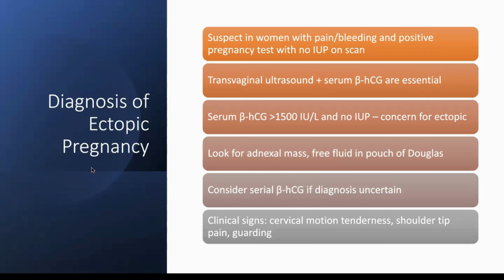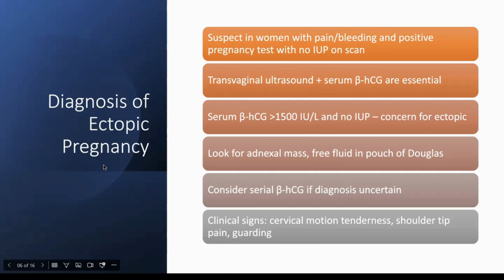Again, it's a triad of clinical judgment, examining the woman, doing a beta HCG. Again, it's a serial HCG rather than one result, and an ultrasound. On the ultrasound, we're looking for empty uterus and either adnexal masses or free fluids in the pouch of Douglas. These all things come together to diagnose an ectopic pregnancy.